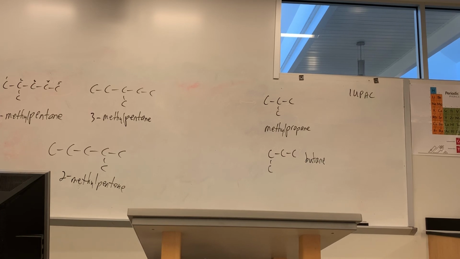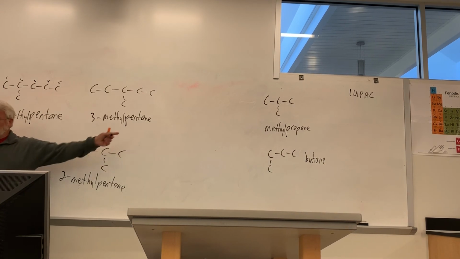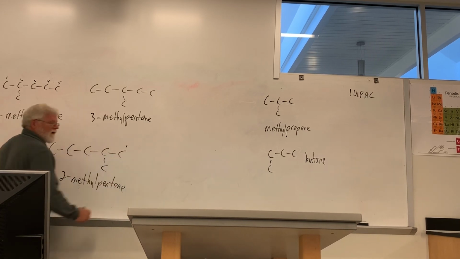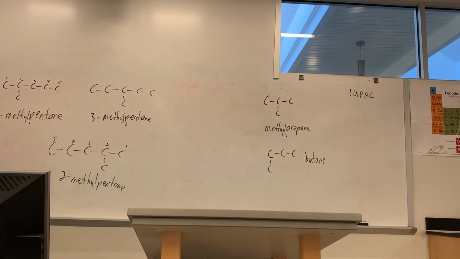The IUPAC rule is we number our parent chain starting at whichever end puts the substituent on the lowest numbered carbon possible. So I would choose to start numbering from this end because it puts the methyl group on carbon 2. Had I started numbering from this end, it would put the methyl group on carbon 4, as a number of you said. There is no such thing as 4-methylpentane. 4-methylpentane is just an incorrect name for 2-methylpentane. Always start numbering from the end of the chain that puts the substituent on the lowest numbered carbon possible.